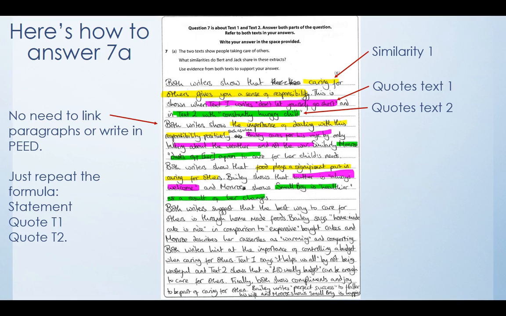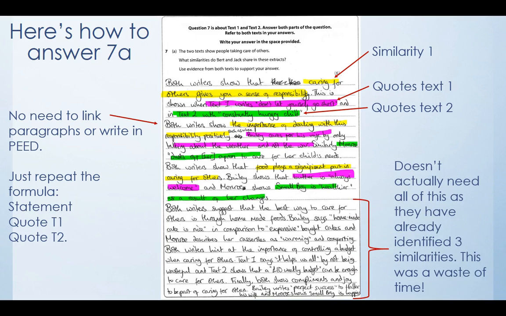You're not having to write topic sentences, you're not having to write PED, and you're not explaining the quotes that you're providing. Now, this person wasted a bit of time here. They didn't need this bit at the bottom because they've got their 3 similarities, and on those 3 similarities they scored 5 out of 6. Okay, once you've identified your 3 similarities and you've provided your quotes, move on, because you need the time to do 7b.